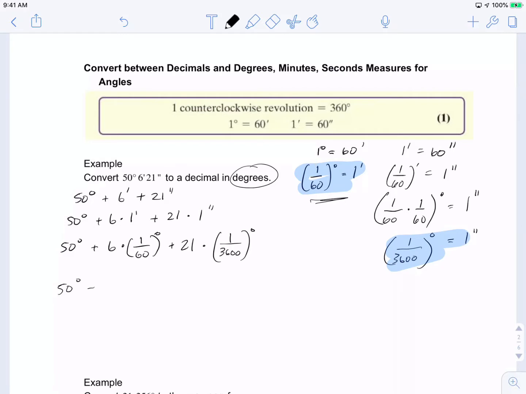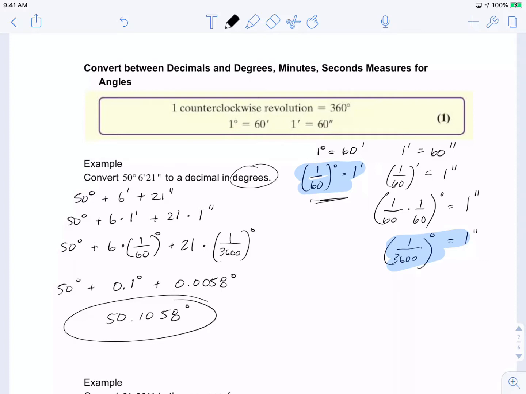Pulling out our calculator, we see that we're going to get 0.1 degrees plus 0.0058 degrees, which will result in 50.1058 degrees, and this is our answer.